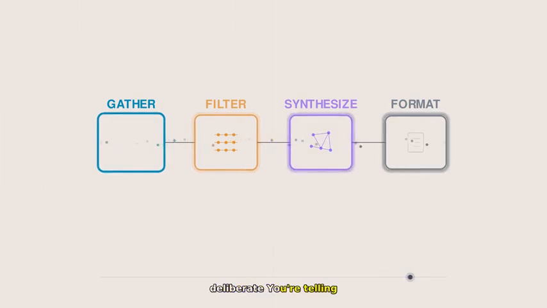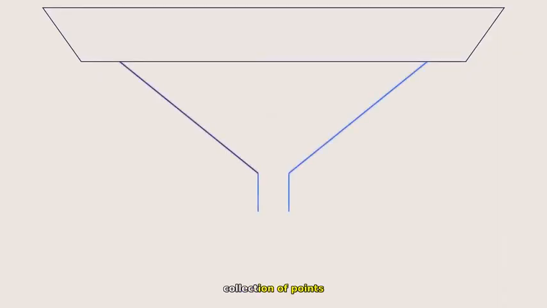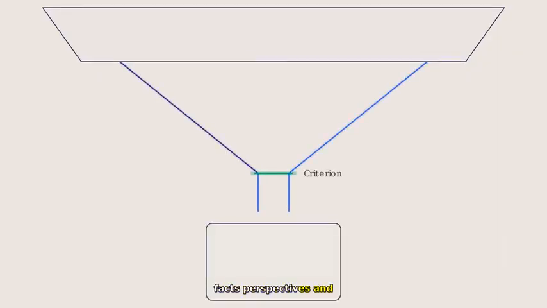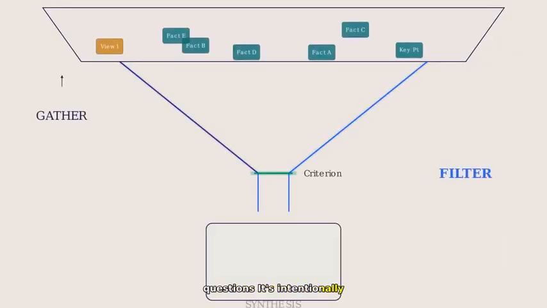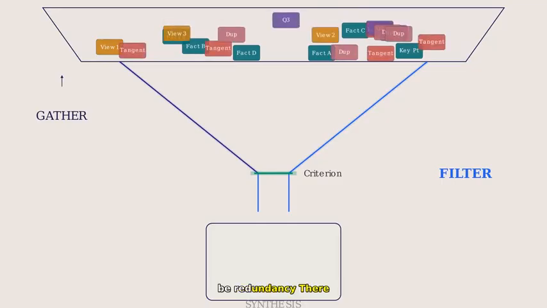This is deliberate. You're telling the model to stay in one cognitive mode, retrieval and capture, and not to prematurely jump into analytical mode. The gather stage output is typically a structured list, a wide collection of points, facts, perspectives, and questions. It's intentionally messy. There will be redundancy. There will be tangents. That's fine. The mess gets resolved in the next stage.